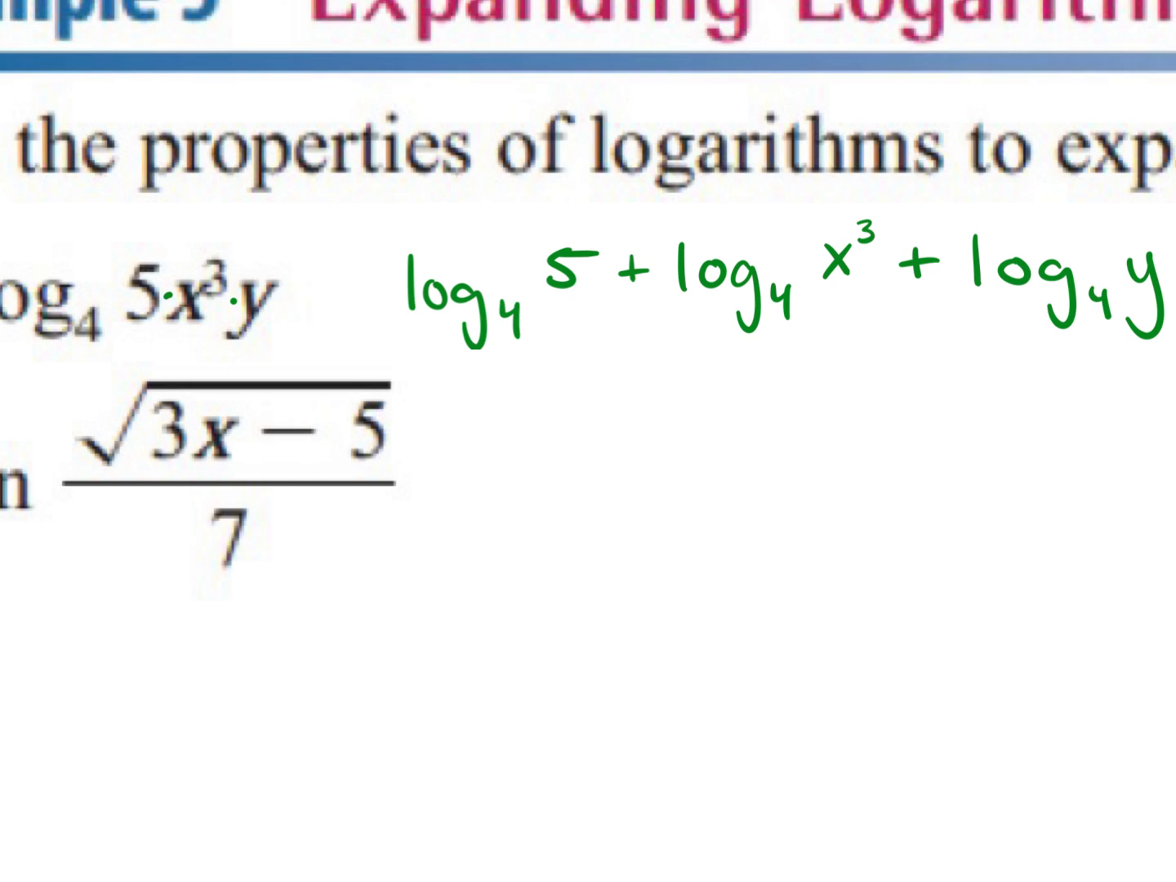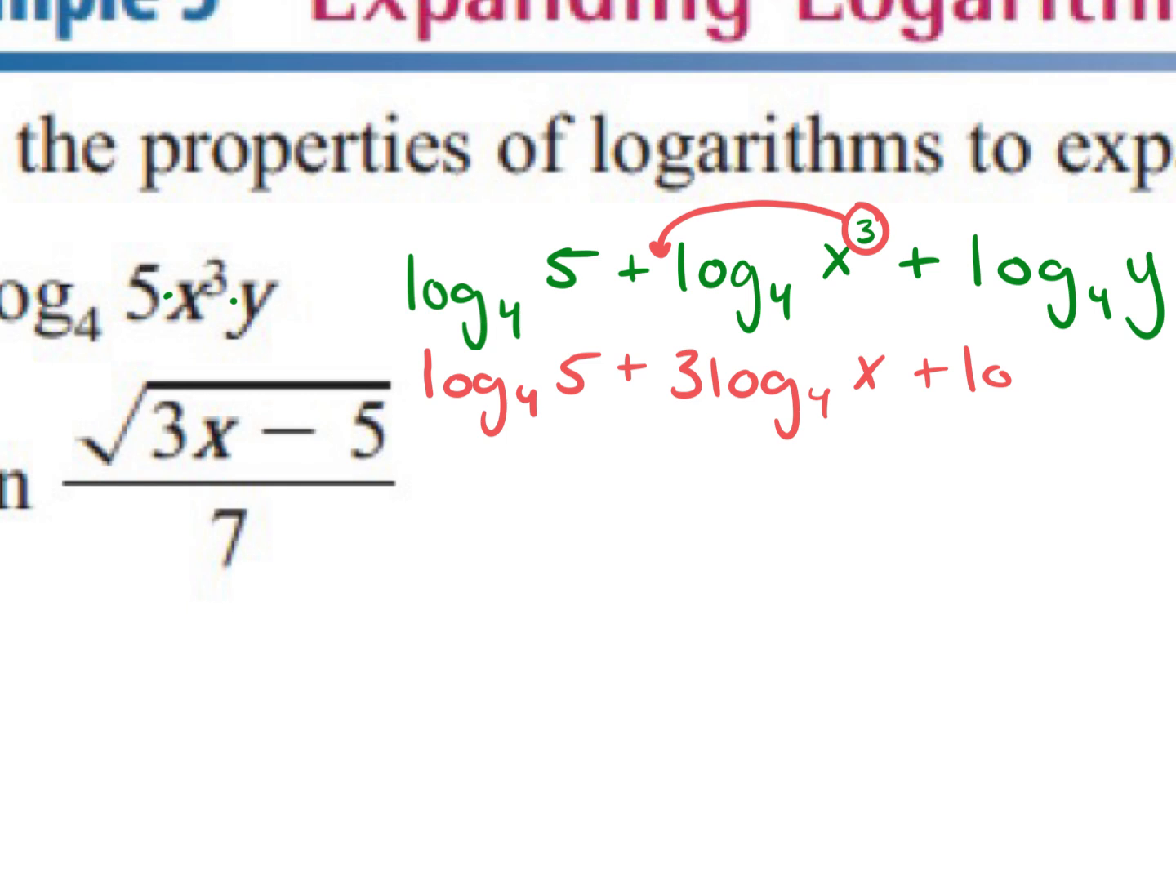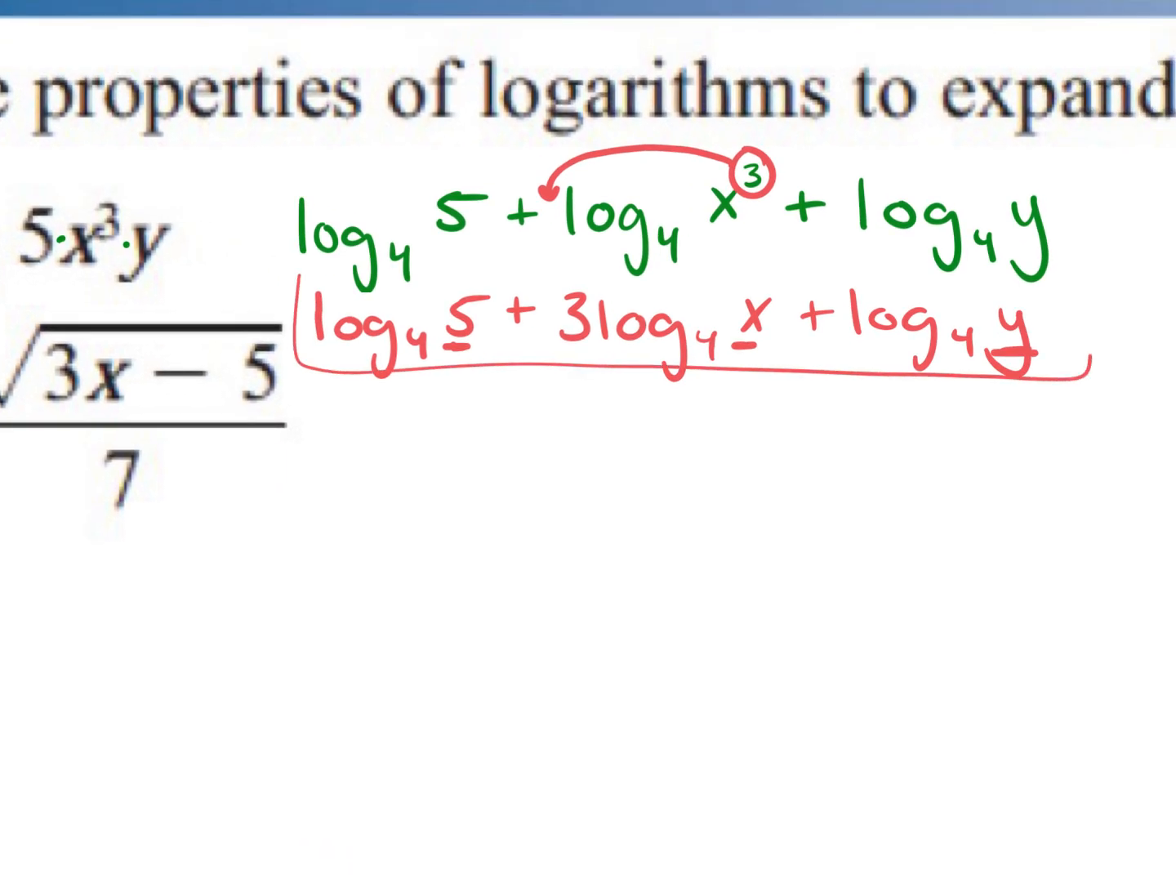Now if we have an exponent, what would we do with that? Put it in front of the log that it's attached to, and it turns into a coefficient. So this turns into log base 4 of 5 plus 3 log base 4 of x plus log base 4 of y. So your goal when you're expanding it is just to get a single term in each log. So this would be our simplified expansion. Any questions here?